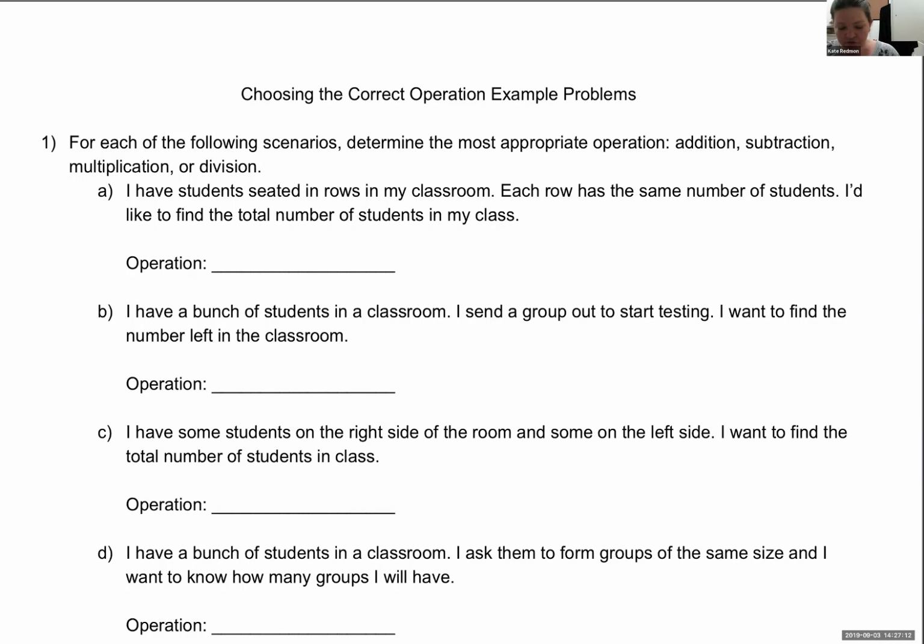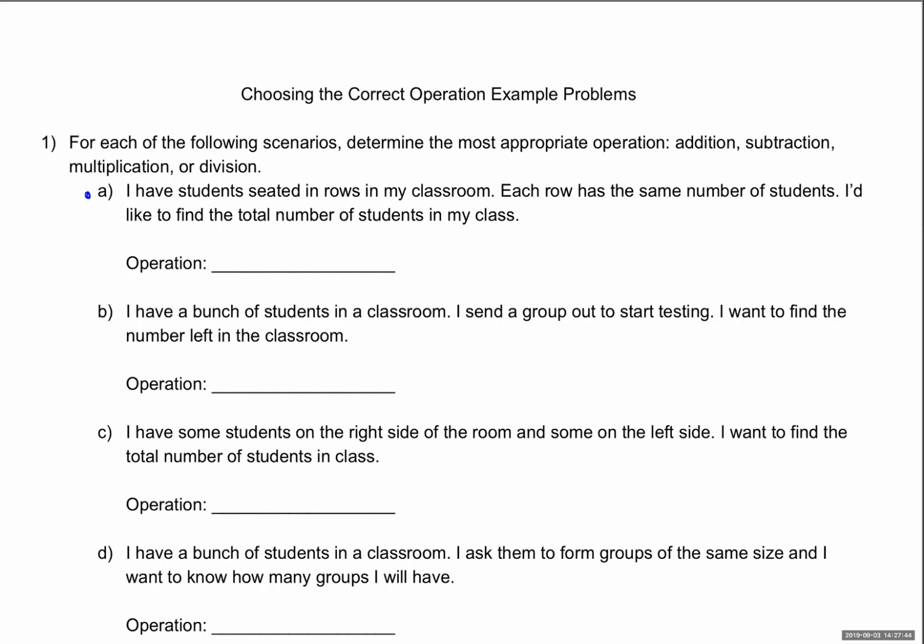Number 1 says, for each of the following scenarios, determine the most appropriate operation: addition, subtraction, multiplication, or division. And let's look at A. And right away, I'm being mean because I don't give you guys any numbers. So A, I have students seated in rows in my classroom. Each row has the same number of students. I'd like to find the total number of students in my class. Interesting. And I want to know what operation I should use.